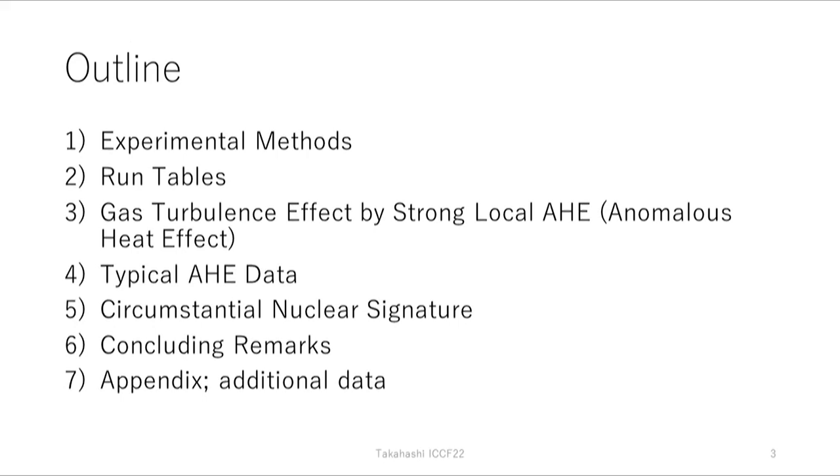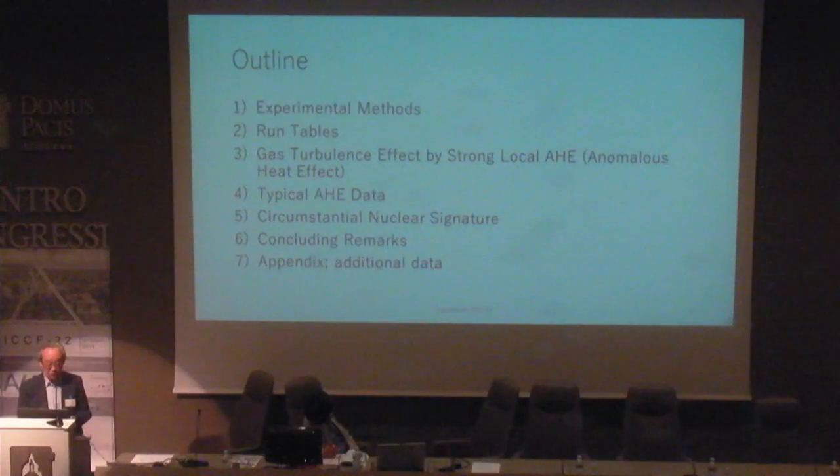This is strong gas turbulence effect by strong local anomalous heat effect in our experiment. This is a kind of new finding. And then I show some typical anomalous heat data. And fifthly, I show some circumstantial evidence showing nuclear effect and concluding remarks. And some detailed data is given in the appendix, very much in detail. So you will see this because I already uploaded this data in ResearchGate, so you can see it anytime from there.